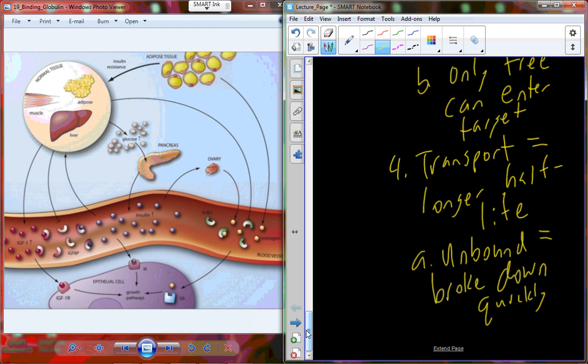Since everybody has this, I'm going to make a slight adjustment. Everybody good?